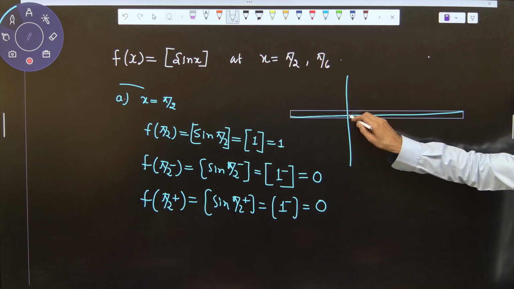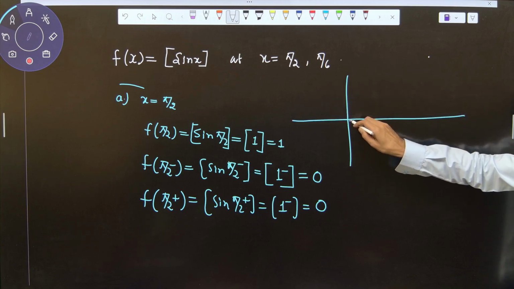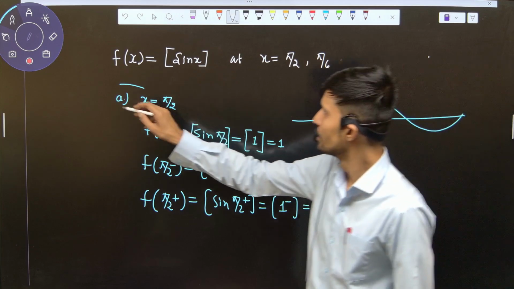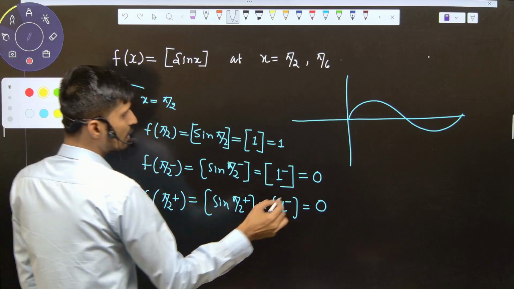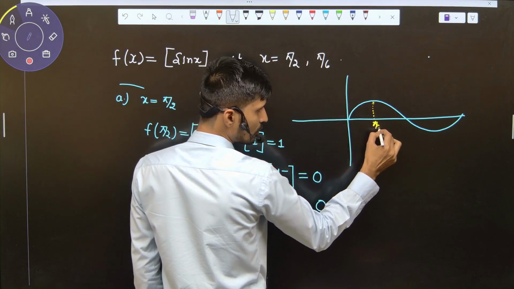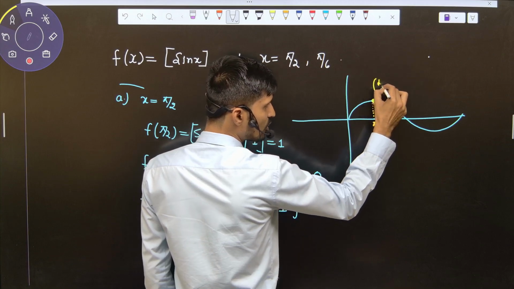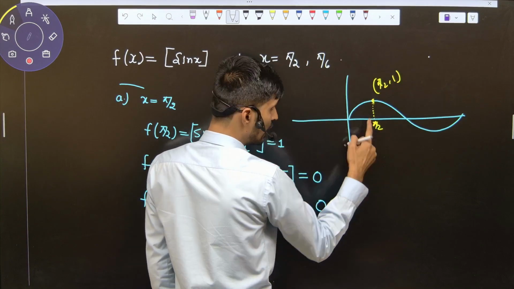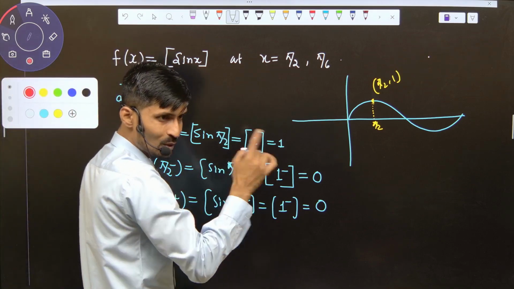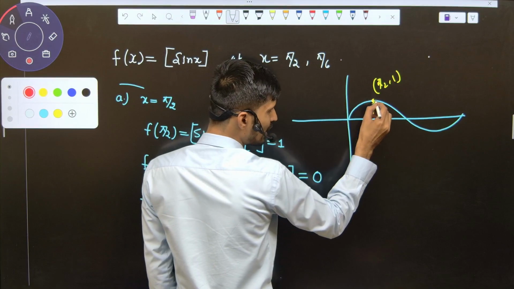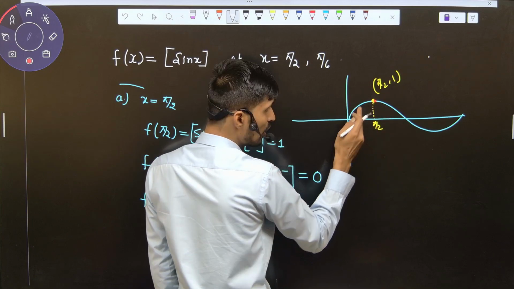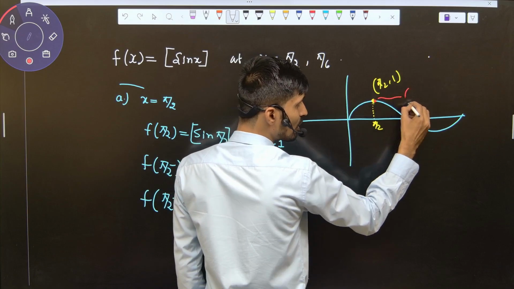This is the graph, the sin x graph. This is our 90 degree point, pi by 2. At this point, the x coordinate is pi by 2, the y coordinate is 1. Now if I move to the next point, now you will understand because I have told you that point concept. If I move to the next point, can you see this point? So this is on that side. So what will be the x coordinate of that?